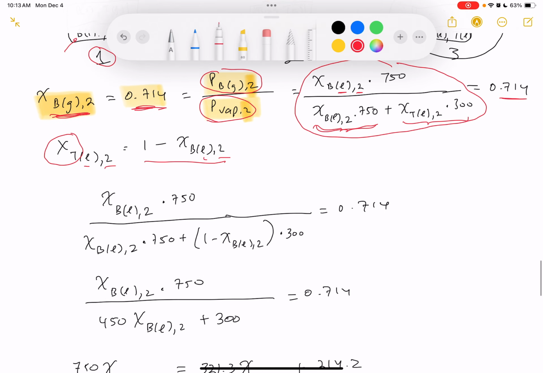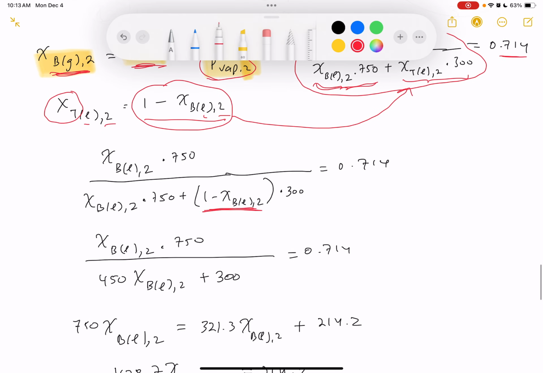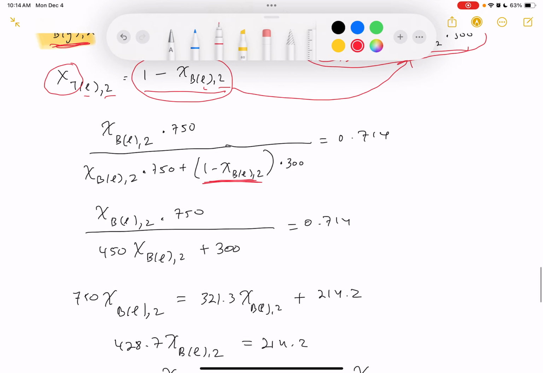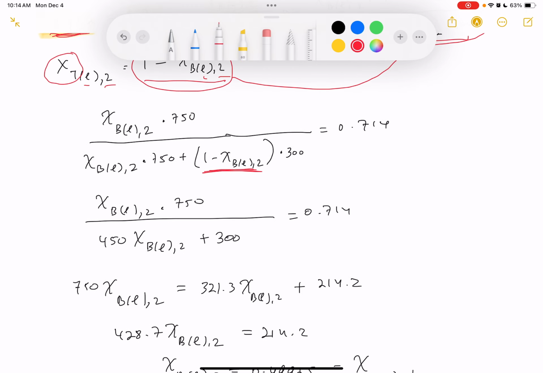The reason that is useful is because then I can substitute this expression into one of the denominator expressions right there. So you see how I change it here. Instead of writing mole fraction of toluene liquid in container number 2, I change it to 1 minus mole fraction of benzene liquid in container number 2 times 300.